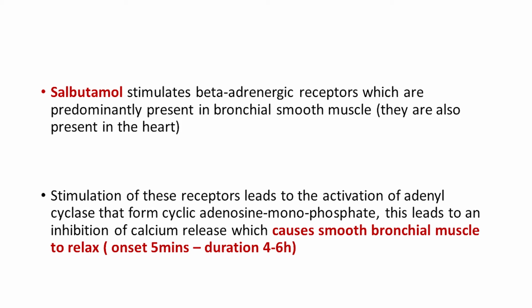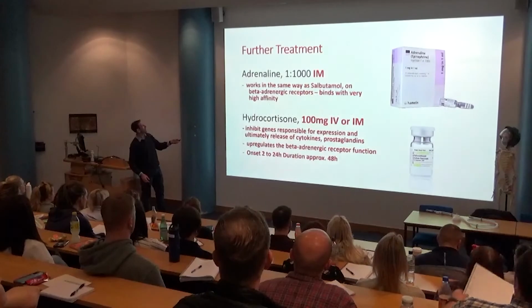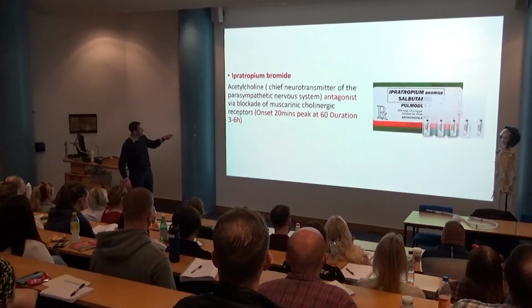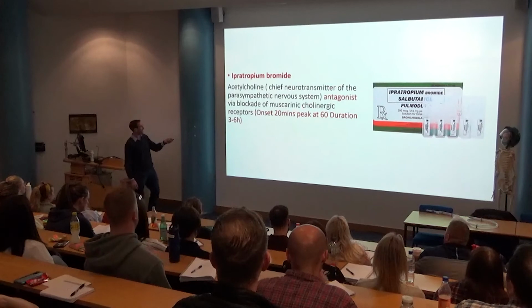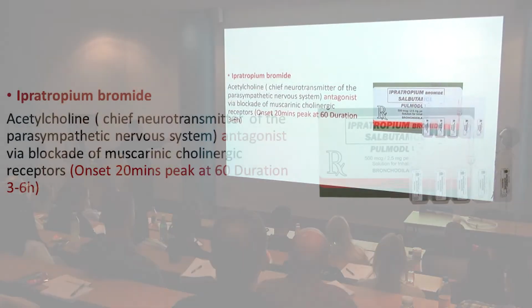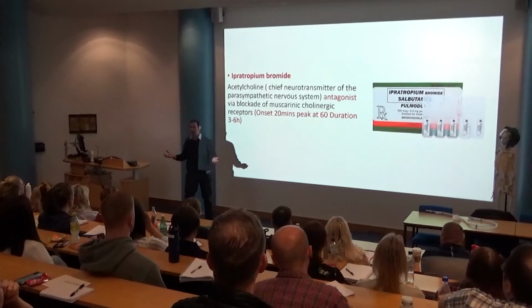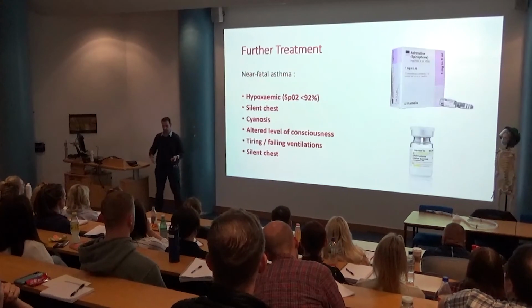Now, my ipratropium bromide. Acetylcholine is my chief neurotransmitter of your parasympathetic nervous system, and ipratropium is an antagonist of it via blockade of the muscarinic cholinergic receptors. Onset takes about 20 minutes to work, your ipratropium bromide, but duration is about 3 to 6 hours, okay? So at least now we know how they both work, okay?